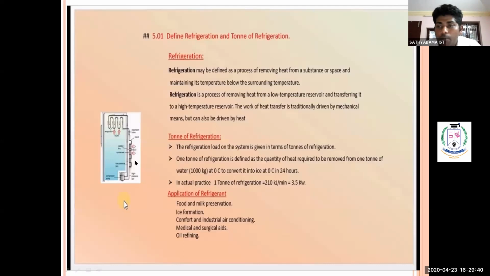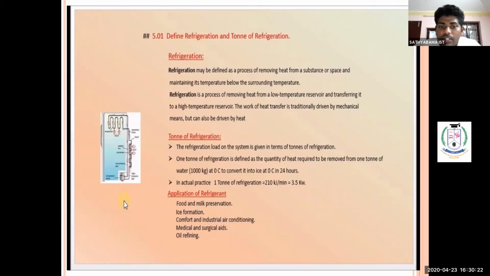And ton of refrigeration, important to know. Refrigeration load on the system is given in terms of tons of refrigeration. 1 ton of refrigeration is defined as the quantity of heat required to be removed from 1 ton of water, that is 1000 kilogram at 0 degrees Celsius, to convert it into ice at 0 degrees Celsius in 24 hours. In actual practice, 1 ton of refrigeration is equal to 210 kilojoule per minute, that is 3.5 kilowatt. Okay, so application of refrigeration: food and milk preservation, ice formation, comfort and industrial air conditioning, medical and surgical use, and oil refining. These are the main applications.